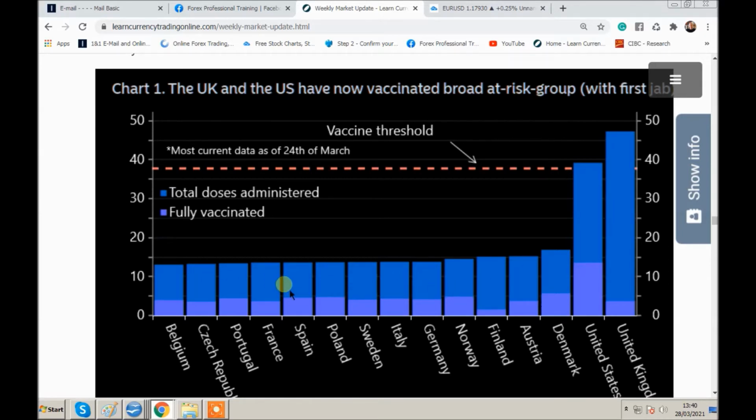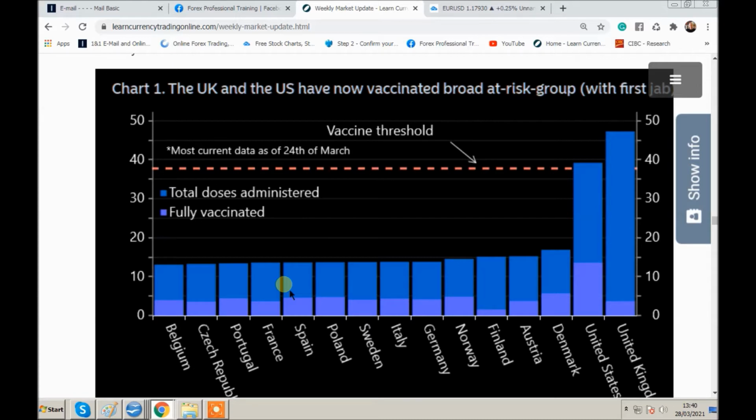If they haven't sorted things out by September in the Eurozone, there's no guarantee that they will. You're going to have another wave of COVID as the colder weather hits from September onwards. This chart is obviously bearish for the euro against both the GBP and the USD.